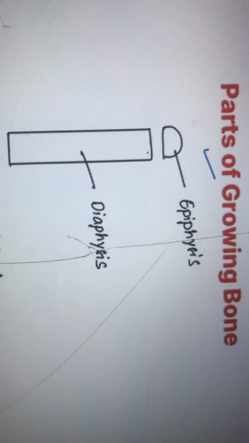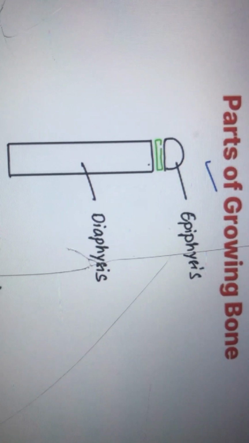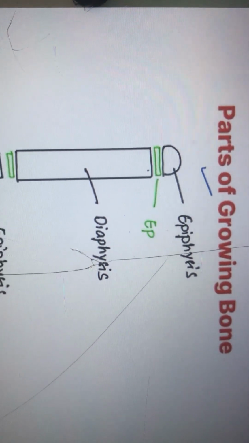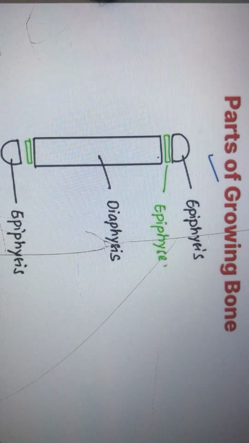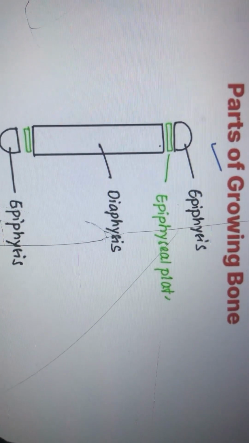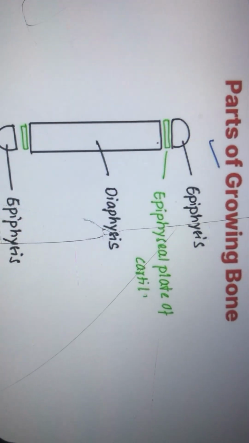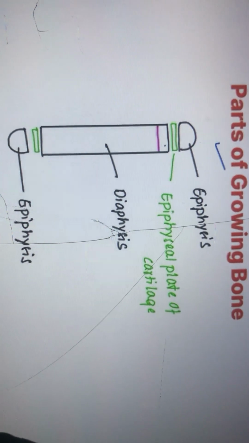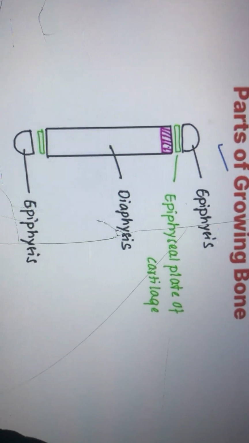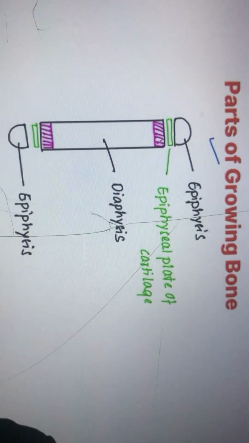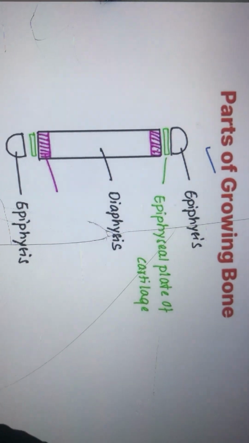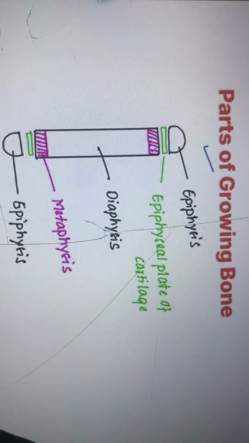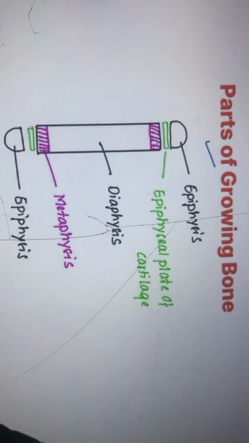Then in the middle we have an area which is formed by a plate of cartilage and we call this the epiphyseal plate of cartilage. Epiphyseal plate of cartilage, right? Then the other part is the upper end of the diaphysis, which is also a separate area, and this area is known as the metaphysis. Let's try to understand what exactly are these distinct parts.